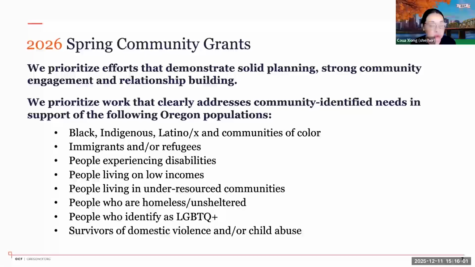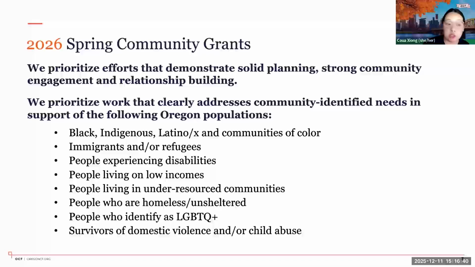Thanks, Rachel. So OCF has identified cultural communities that are prioritized in our community grants program. We'll share more about how these priorities connect to our application questions and scoring rubric in the upcoming slides. These communities include Black, Indigenous, Latino, Latinx, and communities of color, immigrants and refugees, people experiencing disabilities, people living on low incomes, people living in under-resourced communities, people who are homeless or unsheltered, people who identify as LGBTQ+, survivors of domestic abuse and or child abuse.